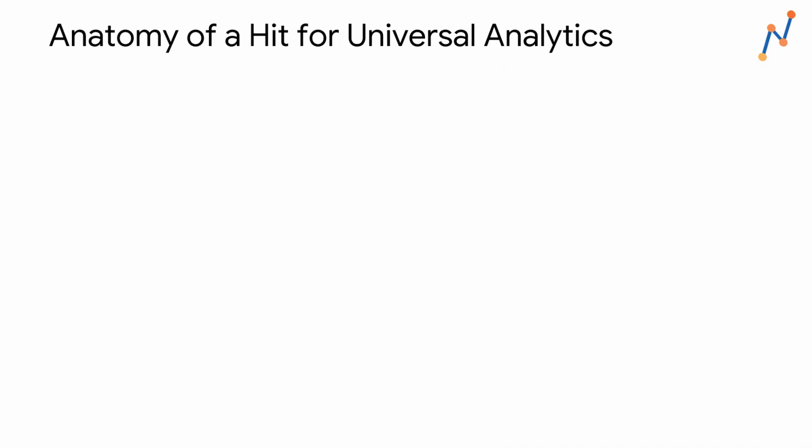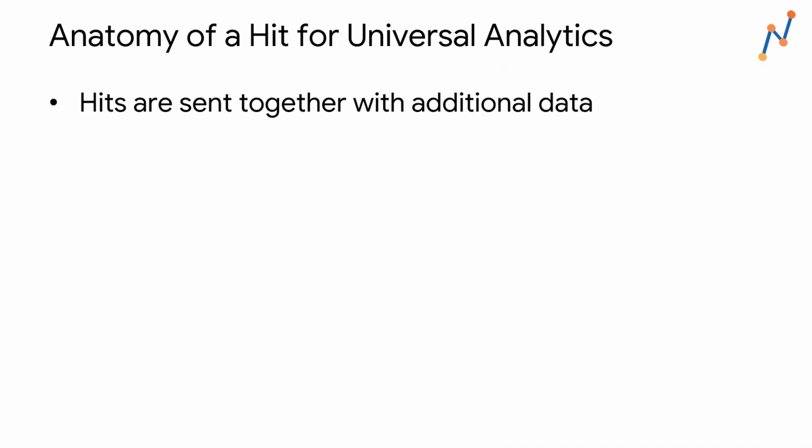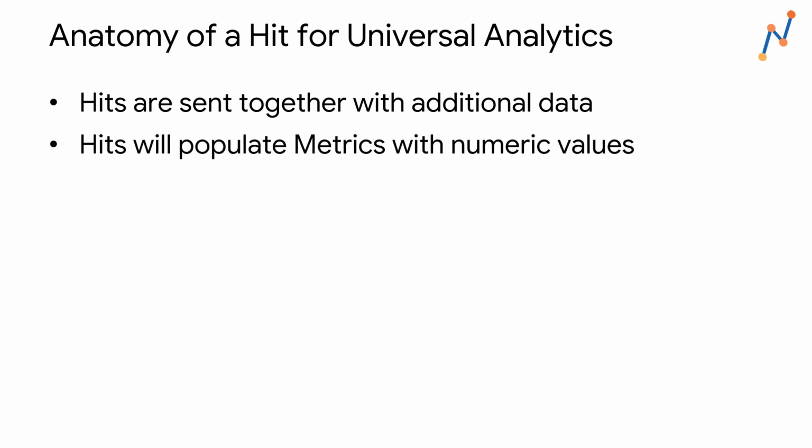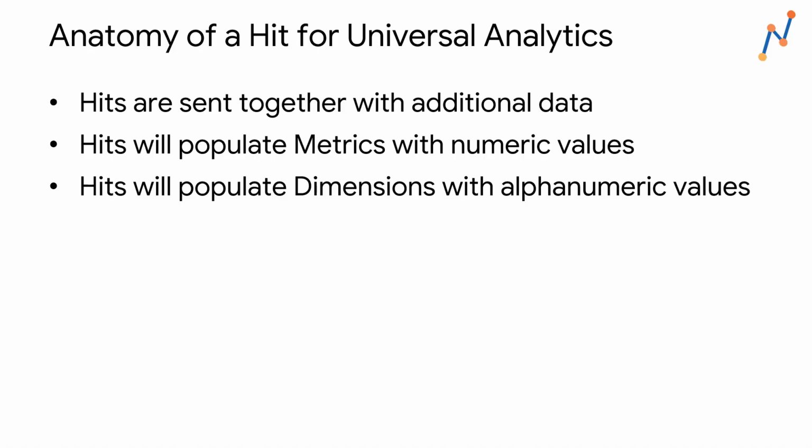So you now know that hits are sent to Google Analytics endpoint together with additional data. Hits will increment or calculate metrics or simply add numeric values from the parameters which have been transferred with a hit. So hits will populate metrics with values. And also, hits will store the alphanumeric values from the parameters of the hit in dimensions and therefore populate dimensions with values.